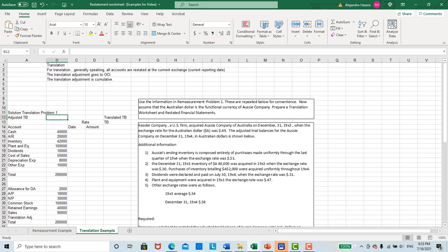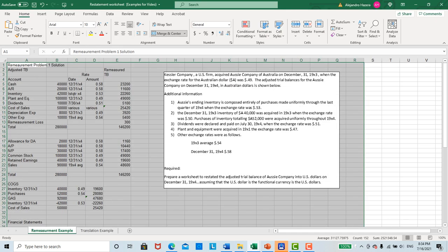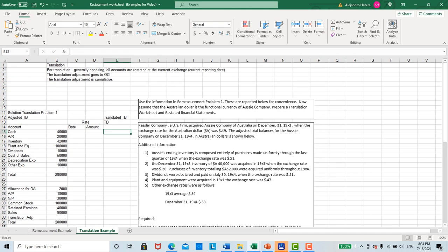Okay, so let's go through a problem. Here's an example. Okay, so this is in Word. Use the information. There's actually a remeasurement example over here, which I'll go over one second, but they're both basically the same problem. Okay, Kessler Company. We're assuming translation here, so that would mean that the functional currency of the two companies are different. Kessler Company, a U.S. firm, acquired Aussie Company of Australia on December 31st, 1993, when the exchange rate for the Australian dollar was 49 cents. That would be the historical rate. That would be the non-current rate.